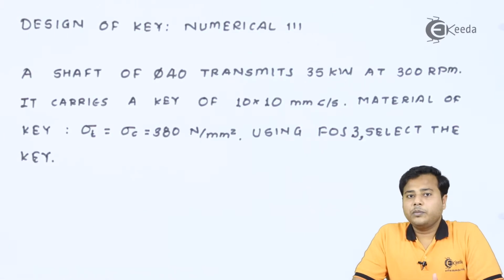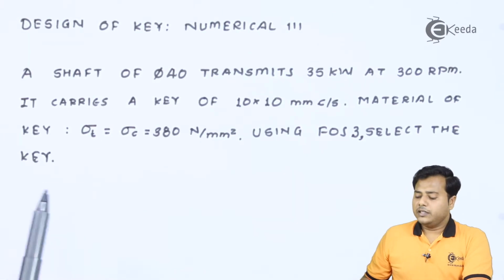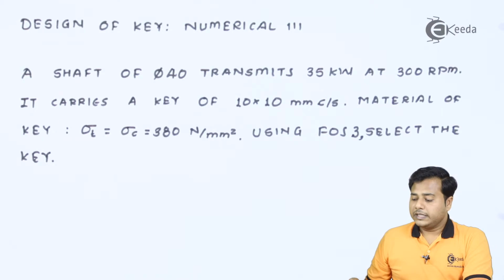Let us now look at the problem statement. It says a shaft of diameter 40 transmits 35 kilowatt at 300 rpm. It carries a key of given cross section. The material of the key is specified and we have to use a factor of safety of 3. We have to find out the key, or we have to select the key for this particular shaft.